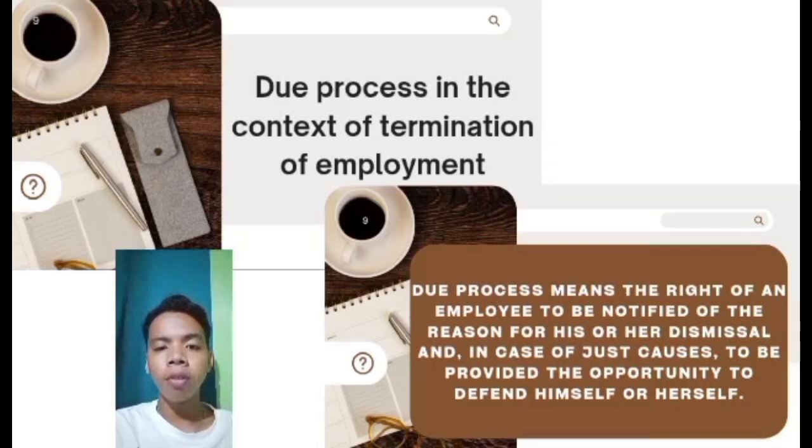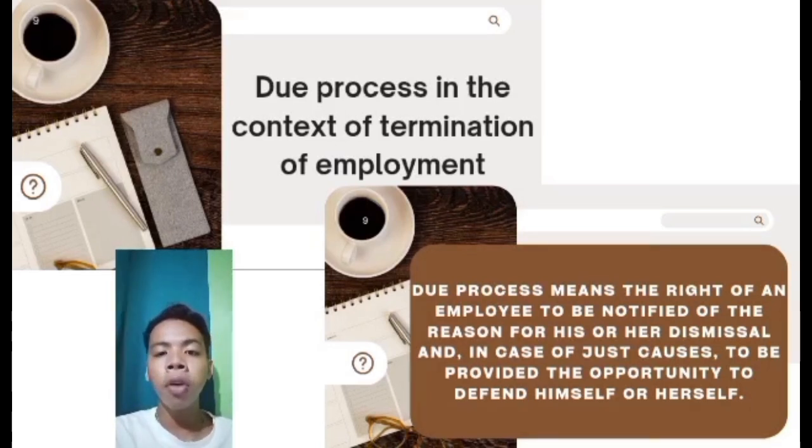Due process in the context of termination of employment. Due process in the Philippines means that the employee has the right to be informed of the reason for their dismissal and to have a chance to defend themselves. This applies especially when the dismissal is based on just causes like misconduct or neglect of duty. First is substantive due process. This means that the reason for dismissal must be legally valid. It must be based on a just cause like misconduct or an authorized cause like business closure. If the employer doesn't have a valid reason, the dismissal is illegal.